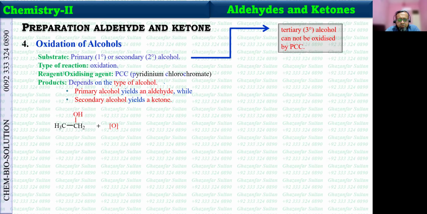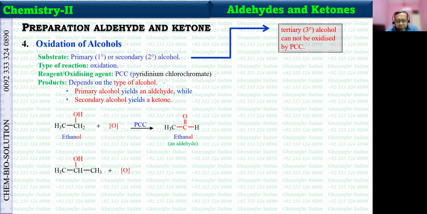See, this is the primary alcohol, ethanol. So ethanol is oxidized to produce ethanal, and this reaction stops here. It does not go to further oxidation. So this is the good method for obtaining carbonyl compound, aldehyde or ketones.